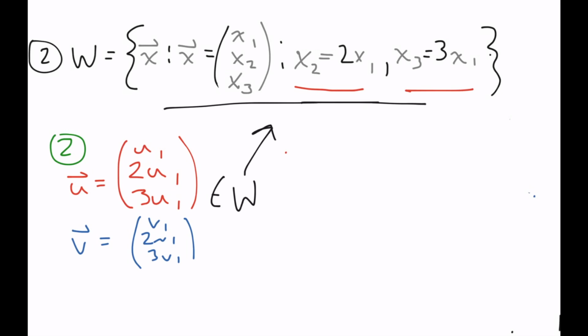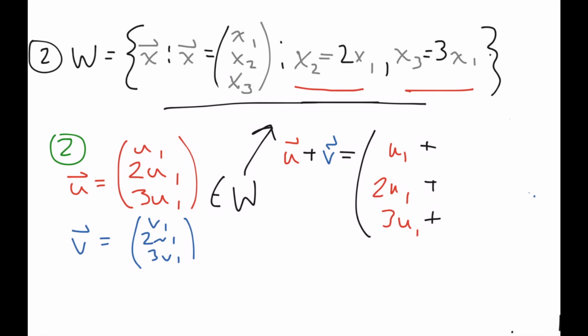Now let's add them. So U plus V is going to be equal to, we have u1, 2u1, 3u1, and we are adding v1, 2v1, 3v1. Okay, so we have those. Now, is this an element of W? In other words, does it satisfy the specification?